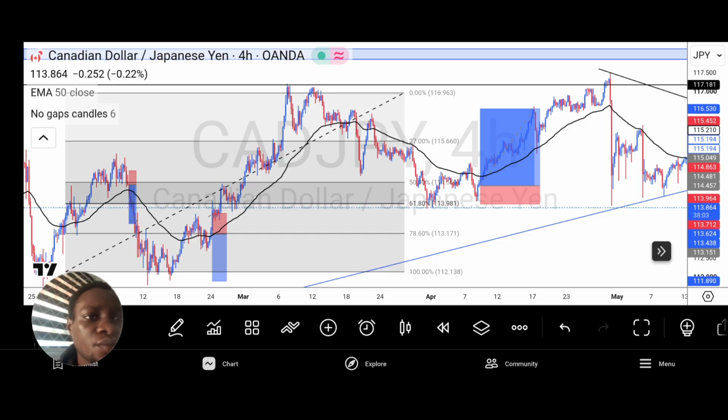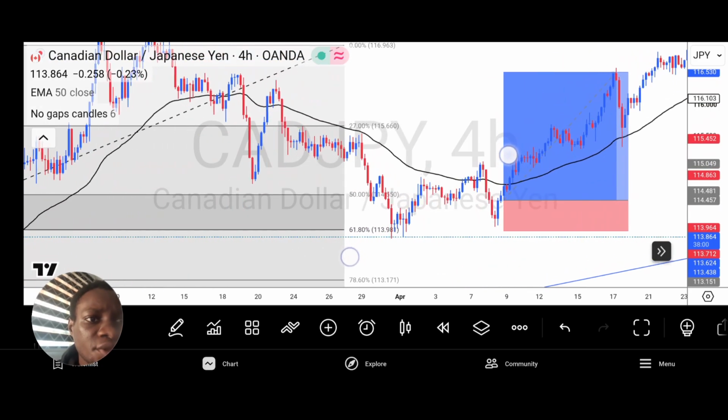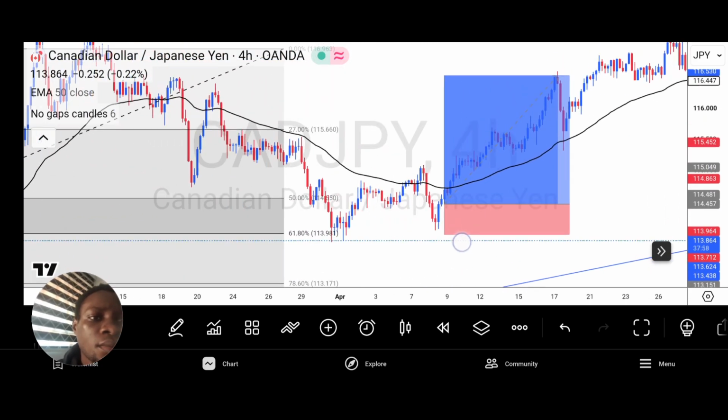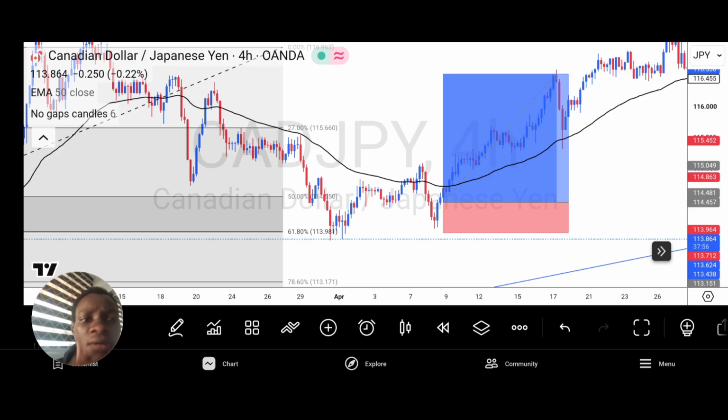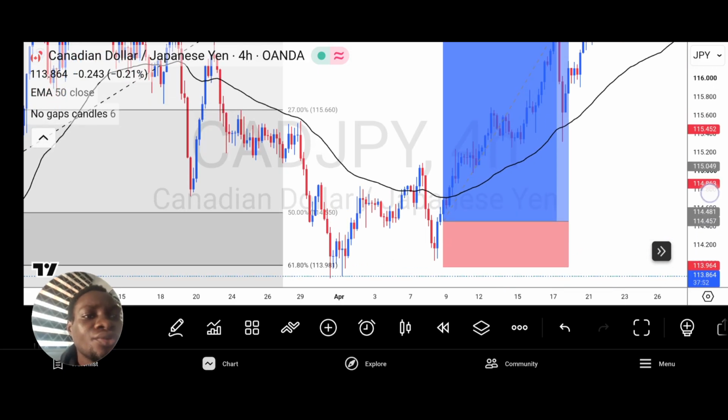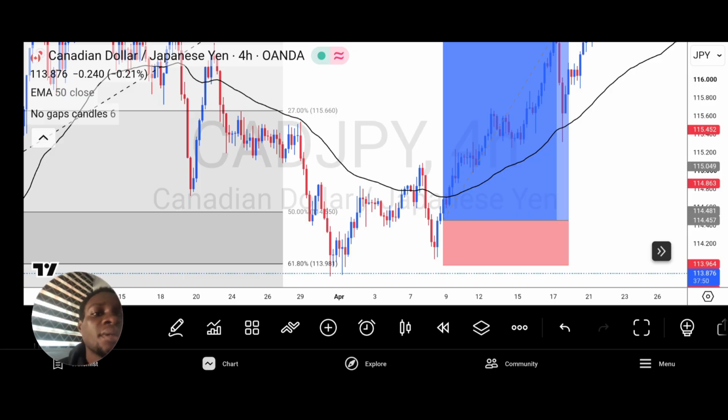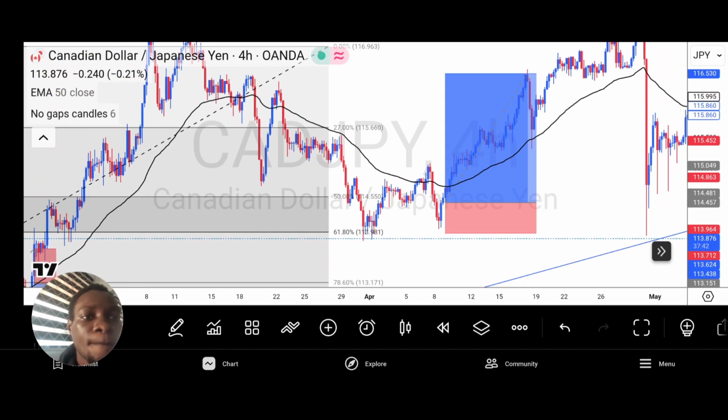This is the 4-hour time frame. So my change of structure, change of character, that is the pattern. I normally use the head and shoulder pattern. Head and shoulder is one of my best patterns, head and shoulder patterns with Fibonacci. That's what I normally use in my own trading style and strategy.